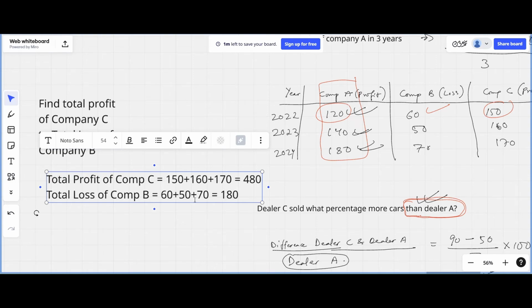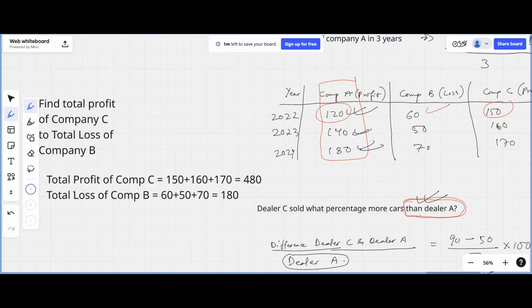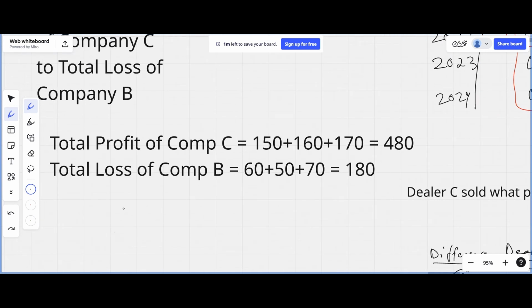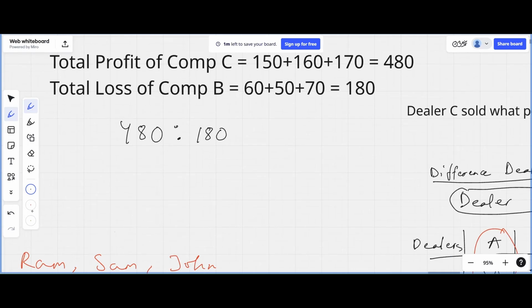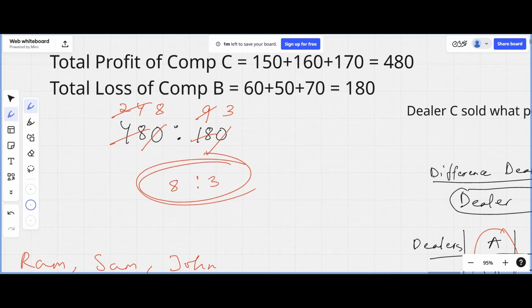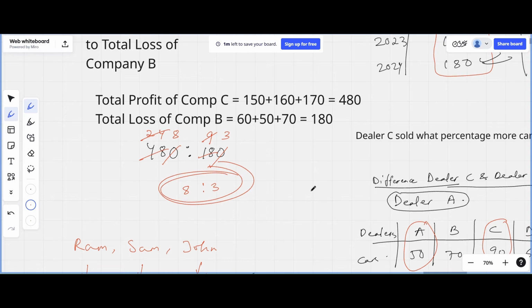So now our ratio will be what? 480 is to 180. You cancel out by 2: 2 nines are 18, 2 twos are 4, 2 fours are 8. What can we still do? We can use 3. 3 threes are 9, 3 eights are 24. So that means 8 is to 3. Do you get it? Done. So easy, like drinking milk.